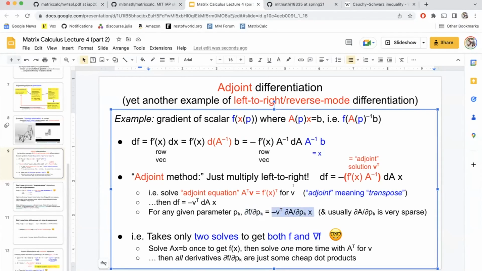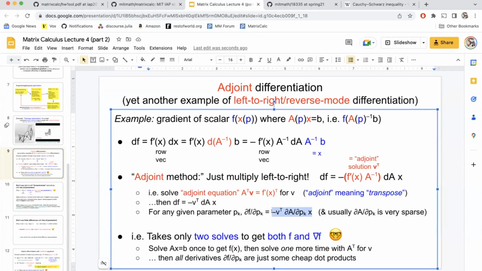So now you have a whole bunch of parameters, pk. If you want df/dpk, you just divide both sides by dpk. So df/dpk is the same thing as minus V transpose, partial A, partial pk, x, right? For each parameter, if I have 1,000,000 parameters, I just take 1,000,000 dot products. I only solve 2 systems of equations, which is the expensive part. This is solving my big structural mechanics equation or whatever it is. And I solve it twice, right? And then I just take a bunch of dot products.